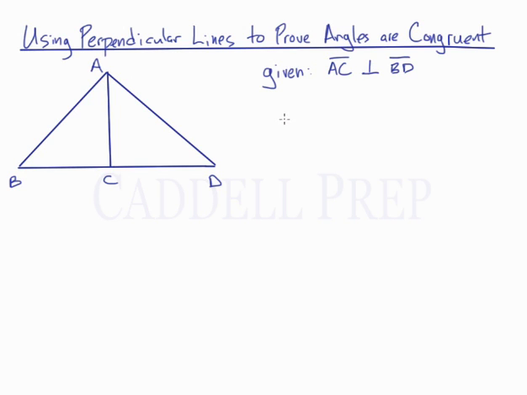Let's take a look at using perpendicular lines to prove angles are congruent. Okay, so we have this diagram, and we're given that AC is perpendicular to BD. So you probably already know that when we say that this line is perpendicular to that one, that means that it forms 90 degree angles.